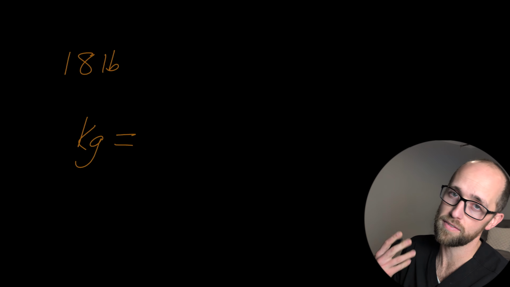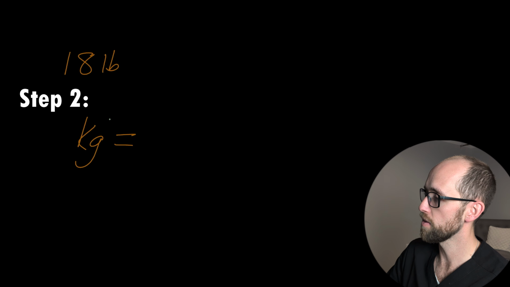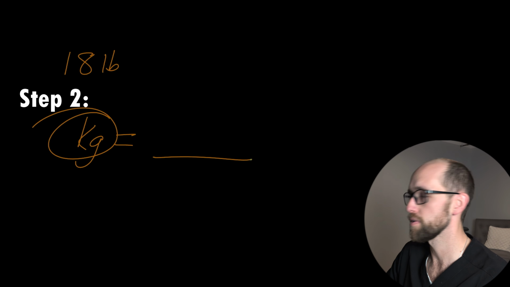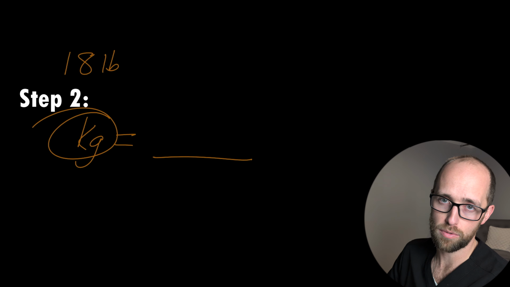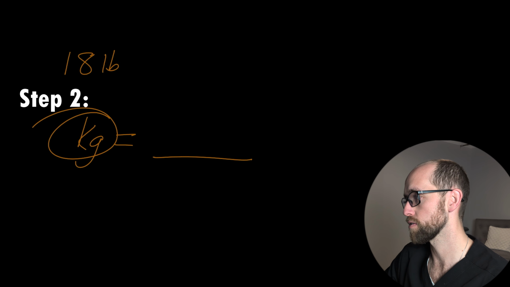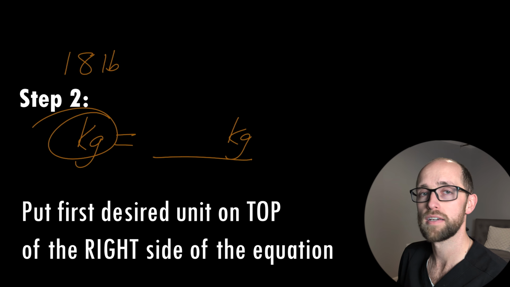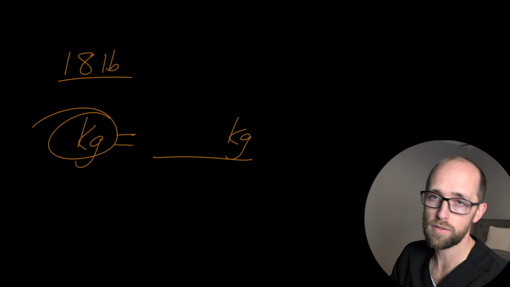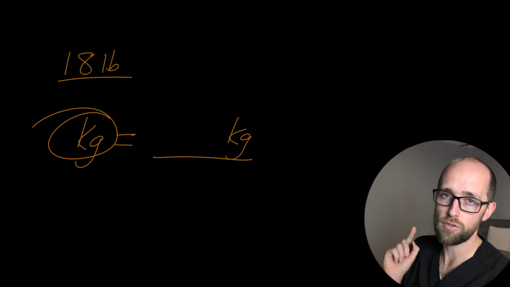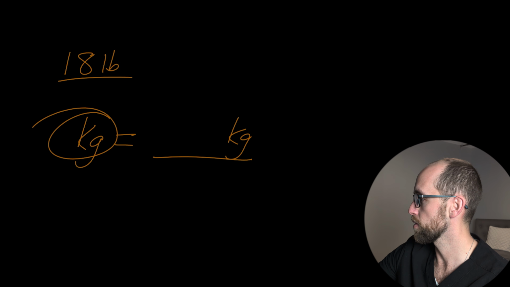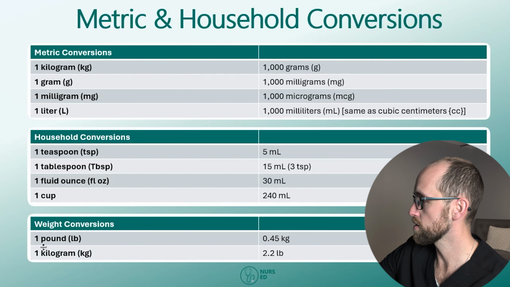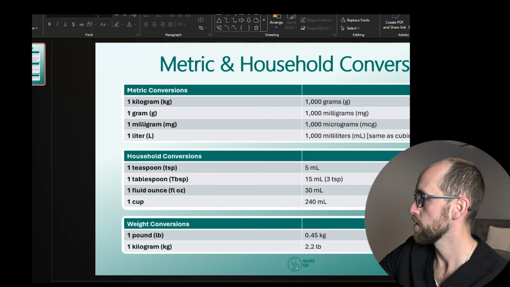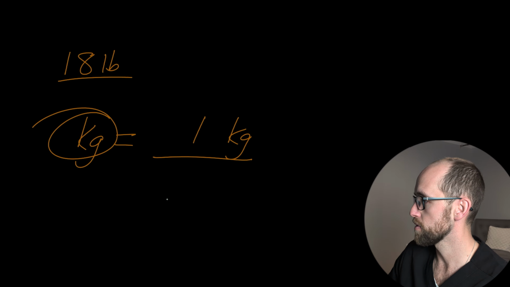So kilograms equals. Now the second step is to find a way to put this unit on the top of the first ratio that you place on the right side of the equation. So how can I get kilograms here? I can't use my given information of 18 pounds because that's pounds, not kilograms. But what I can do is use my conversion factor. Remember from our PDF, 1 kilogram is the same as 2.2 pounds. So let's write this here: 1 kilogram is the same as 2.2 pounds.